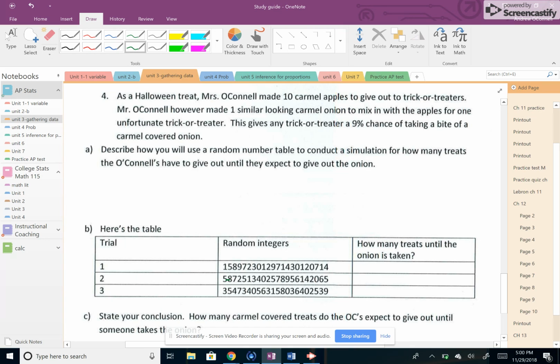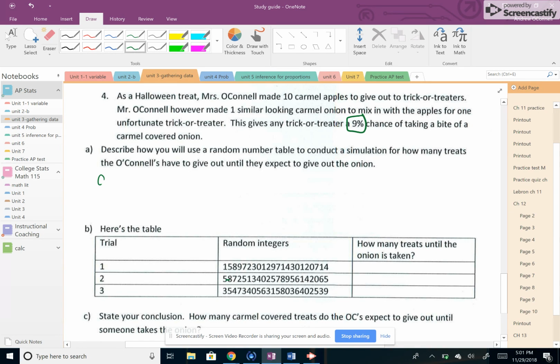So, in terms of this gives any trick-or-treater a 9% chance of taking a bite of the caramel-covered onion, that's not actually true because if you have 11 caramel-covered somethings, then once one of them is selected, that 9% chance actually goes up because there's less to take from. I know this one's easy to criticize, but for the sake of the problem and how to respond to something like this, I'm going to keep that 9% constant. Describe how you will use a random number table to conduct a simulation for how many treats the O'Connells have to give until they expect to give out the onion.